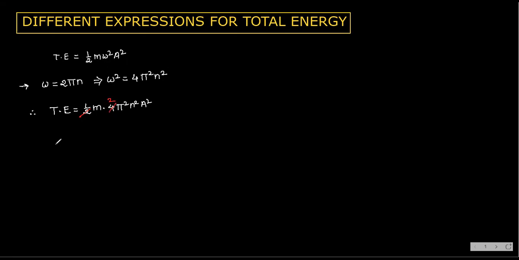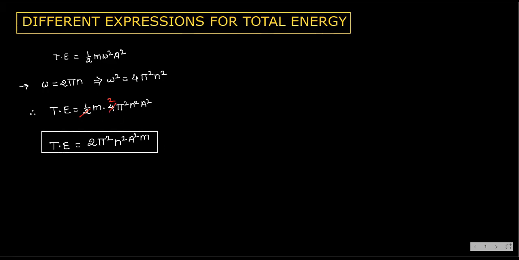So what I am getting now, total energy is equal to 2 pi square n square a square into m. This is the first formula, in terms of frequency, amplitude, and mass. Okay, next one.